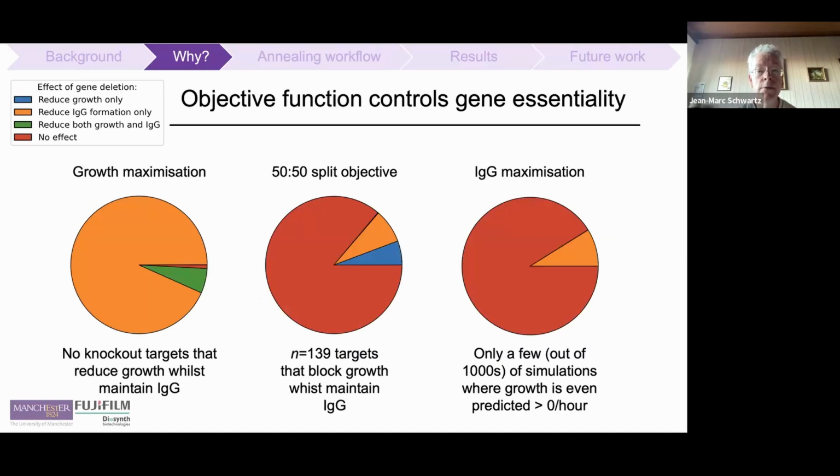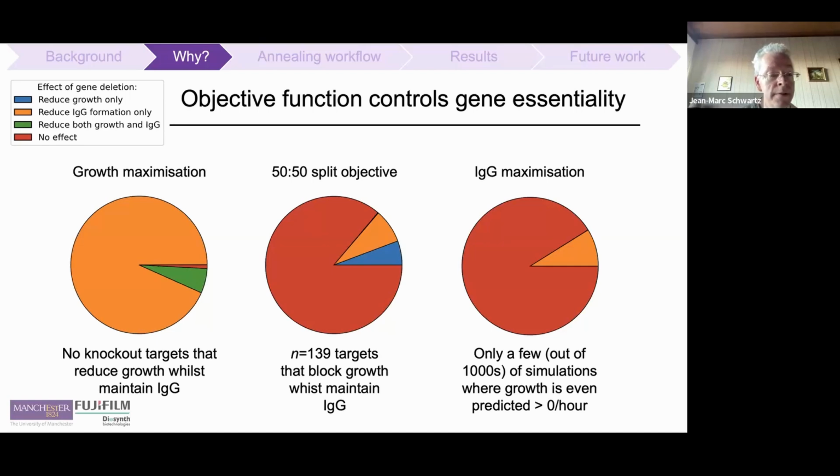Another way to look at it is to look at how, for example, the objective function controls gene essentiality, because this is another common problem. If we want to look at cell transformations in order to optimize the cells to a certain objective, we often try to do gene deletions or sometimes insertions, but mostly deletions. And here again, the results of gene deletions and gene essentiality very strongly depend on the choice of the objective.